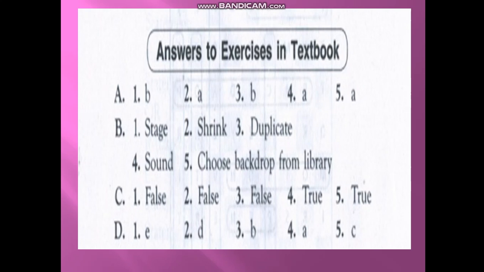Next, match the following. In column A, symbols given, and in column B, the buttons given. For that matching, first one, the answer is E, that is cat sprite. For the second picture, the answer is D, duplicate tool. Third one, the answer is B, shrink button. Fourth one, the answer is A, delete button. Fifth one, the answer is C, grow button. Here pictures are given, so you mark the answer like this.